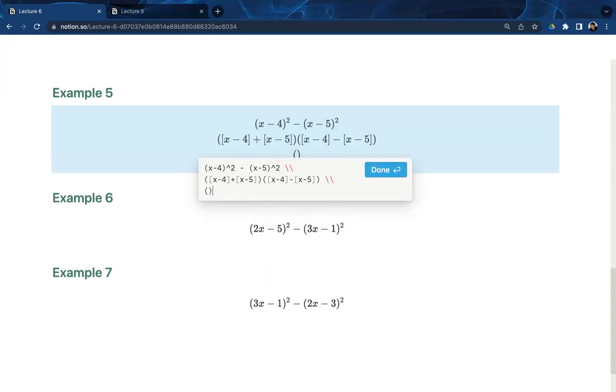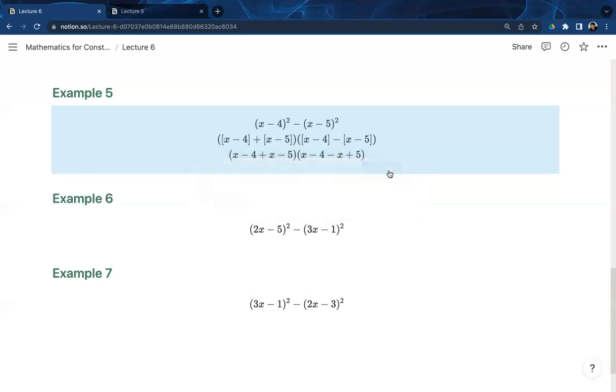And then you're going to have 2 brackets being multiplied. So I could remove the brackets here. This is x minus 4 plus x minus 5. And this is x minus 4 minus x plus 5. That's because when you remove the minus sign, this minus affects everything in here. So minus by a plus sign in front of x is minus x, and minus by a minus 5 is a plus 5.